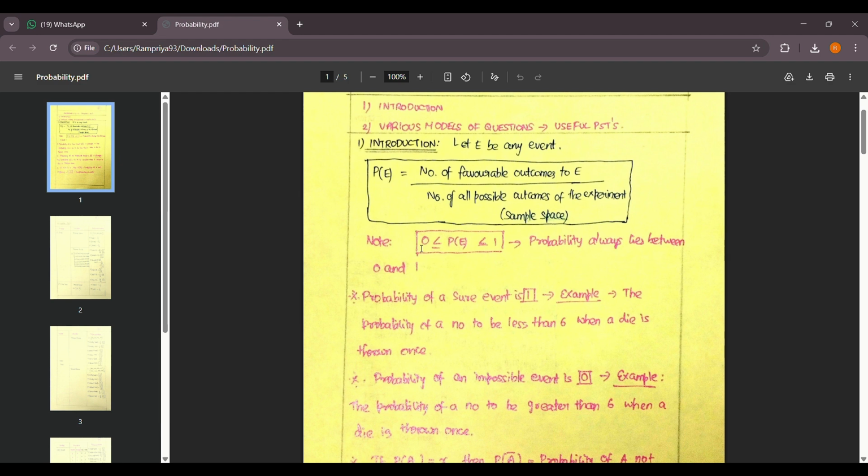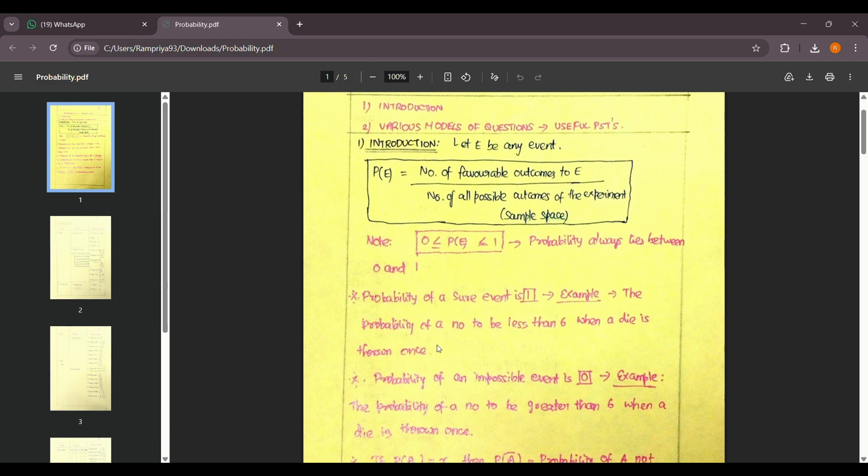Now you can see here the important conditions. The probability always lies between 0 and 1. It can be 0. If the probability is 0, then it is called an impossible event, and if the probability is 1, then it is called a sure event. Mostly the probability lies between 0 and 1. The probability of a sure event, as I said, is 1.